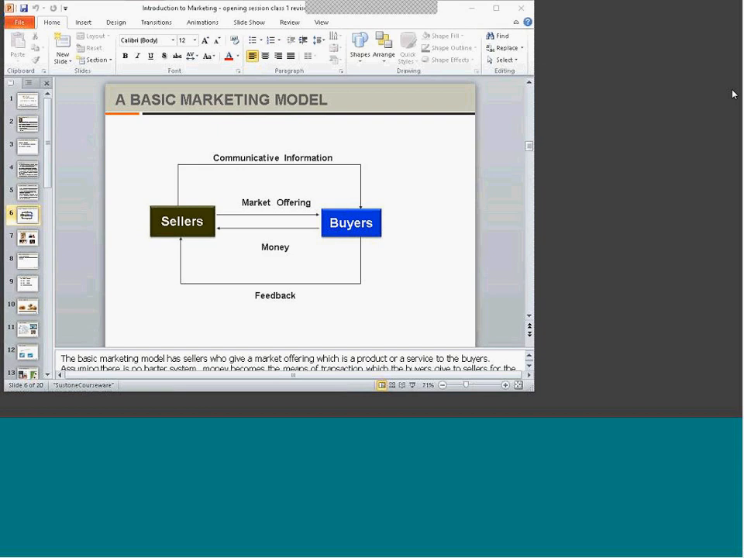The next and most important concept of marketing is: never try to satisfy your customers. Everybody keeps saying customer satisfaction, customer satisfaction. But a customer, by definition, is a person who never gets satisfied. If you can't satisfy a customer, what can you do?